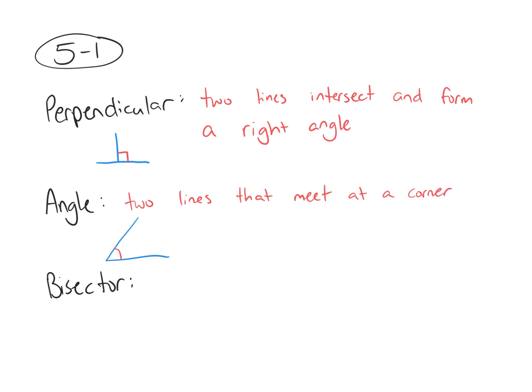Okay, what does bisector mean? What'd you say? Splits it in half. Yep, it is a line that intersects an angle or line and splits it in half.